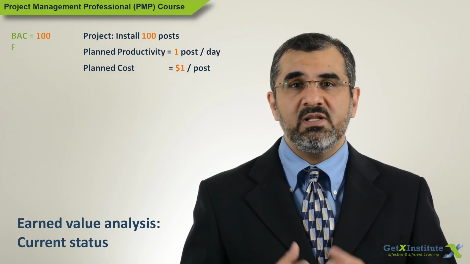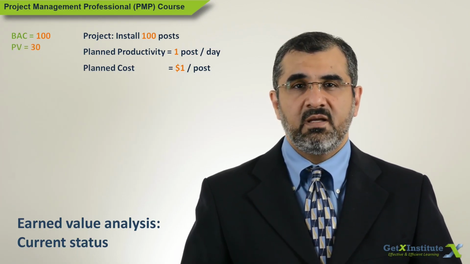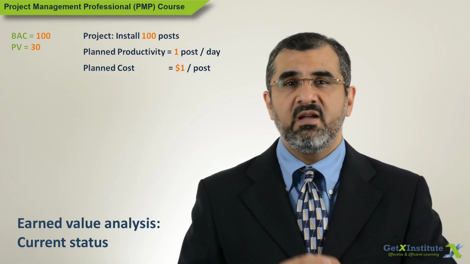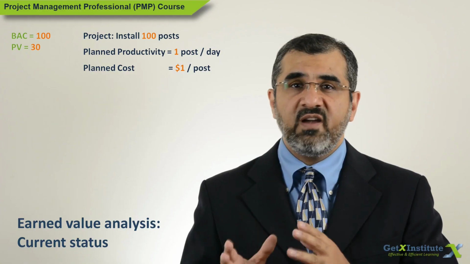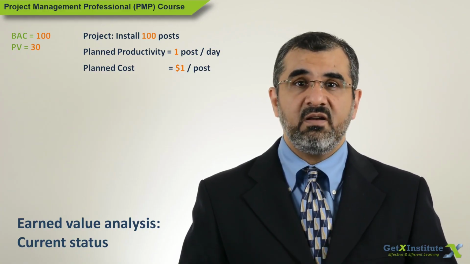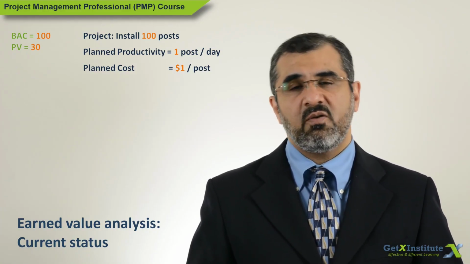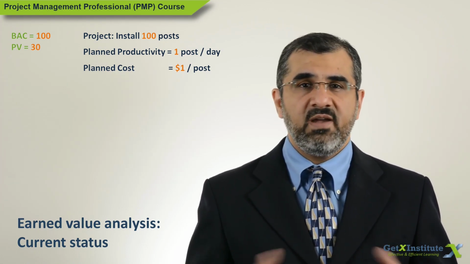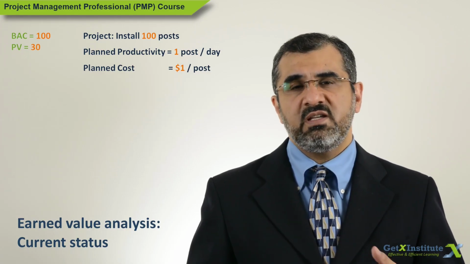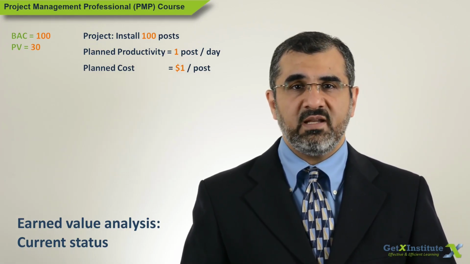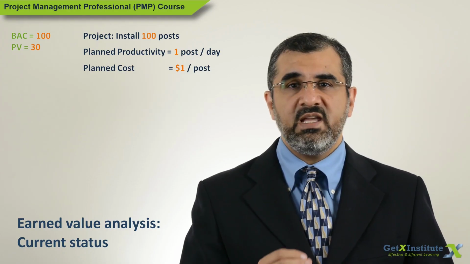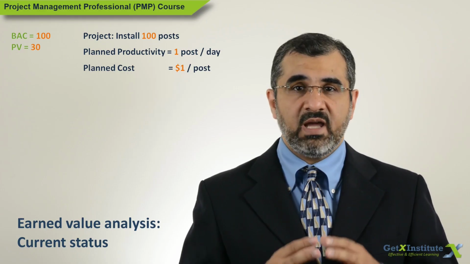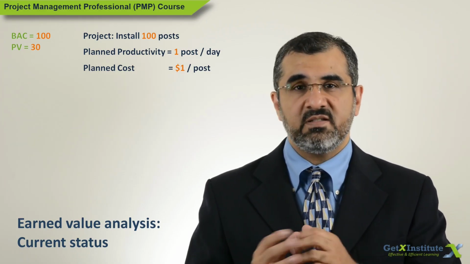So PV equals 30. Now the project manager counted all the posts that have been installed and found that 35 posts have actually been installed in 30 days. So what is the value of 35 posts? $35, because each post is worth $1 as per cost baseline. This is called EV, or earned value, or value of the work actually completed up to the status date.